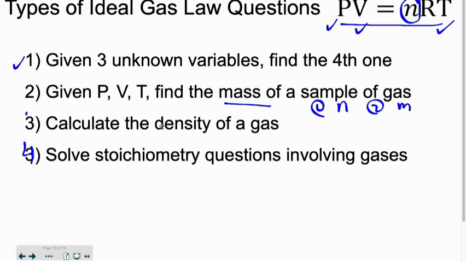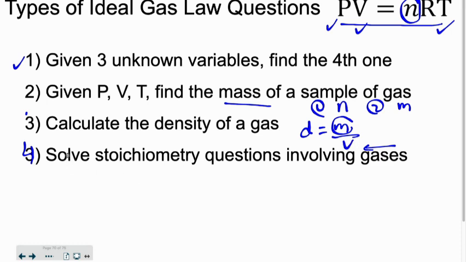You can also be asked to calculate the density of a gas. Now, density of a gas is mass over volume. If I have the volume of the gas, I can easily find the moles using the ideal gas law, convert it to mass, and divide the mass by volume. It depends on if the question is asking you to find the density in grams per liter or grams per milliliter. If it's in milliliters, the volume must be converted to milliliters.